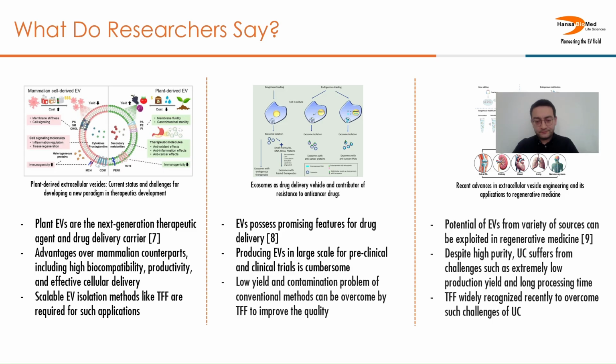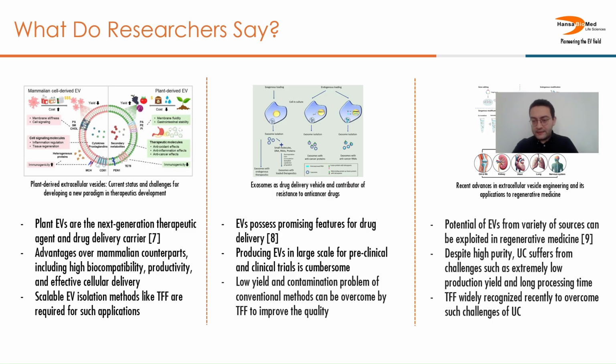Then the review paper in the middle focuses on EVs in a source-agnostic manner for their promise in drug delivery. But this review mentions that either for preclinical studies or for clinical trials, one of the biggest challenges is producing EVs at large scale because of the low yield and contamination problem of conventional methods. And this paper also nominates TFF to improve the quality of isolated exosomes or extracellular vesicles.